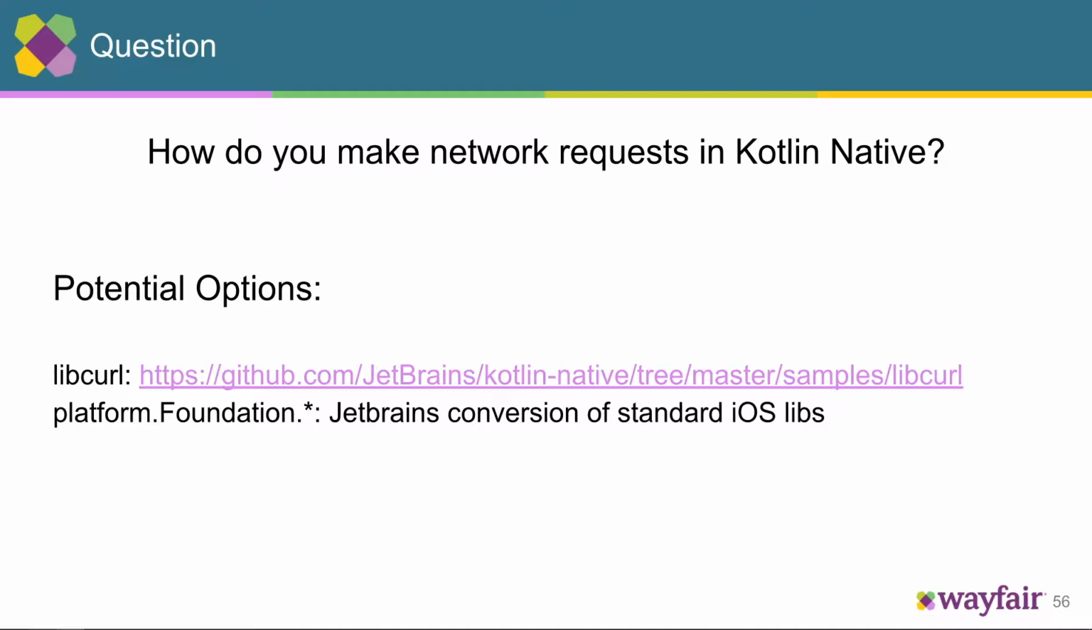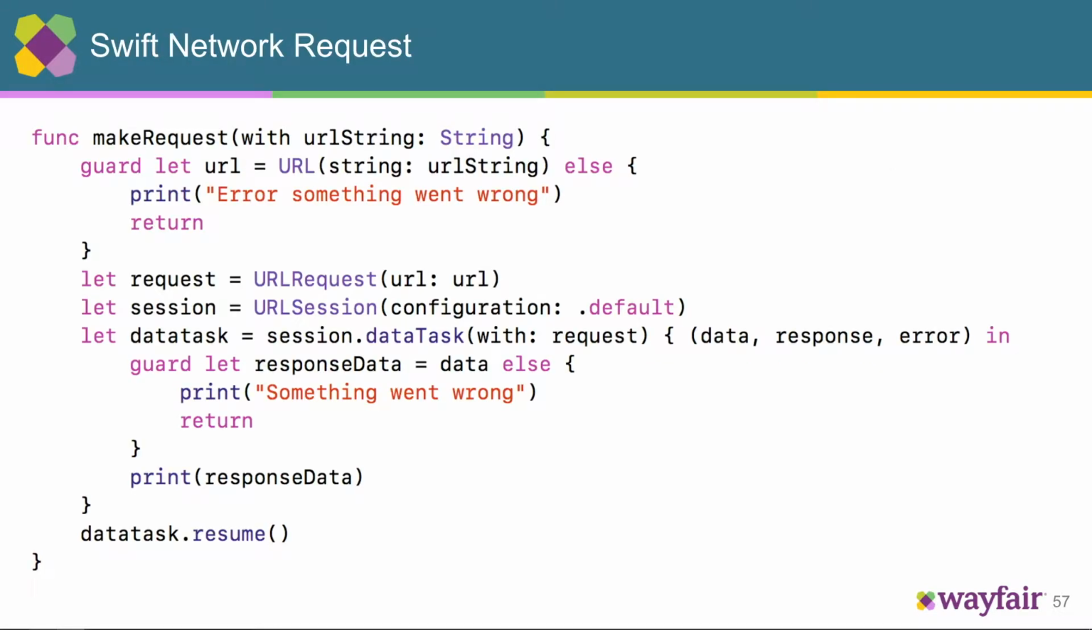So I actually went the other route, which is using one of our platform libraries that JetBrains converted for us, and allowing us to use all of the iOS code, but writing it in Kotlin. Just to give you a quick background of what that looks like in Swift, we're making a URL request. We set up a URL session, and then we create a data task, and all that's doing is making an asynchronous request given a URL, and the response is a closure that gives us data back, and from there we can parse JSON or do whatever we want with it.